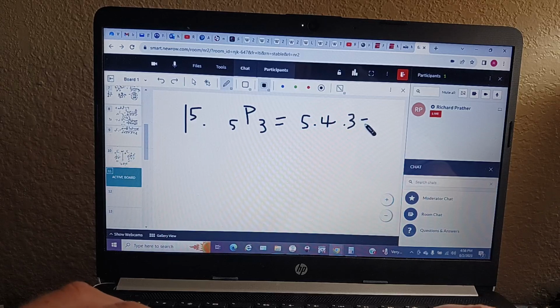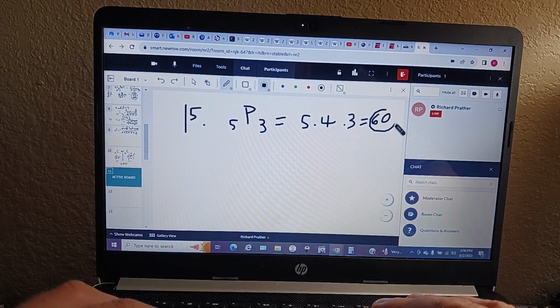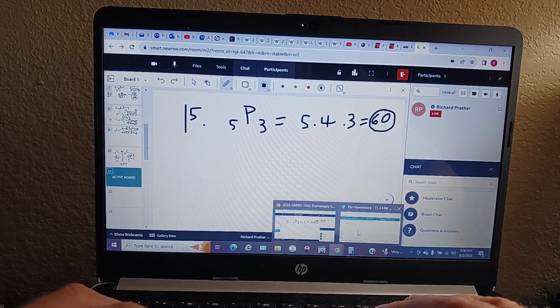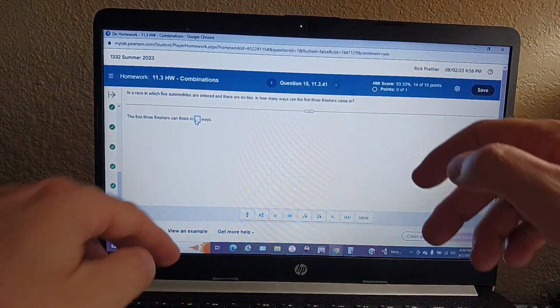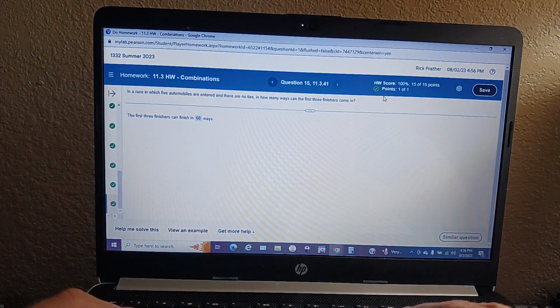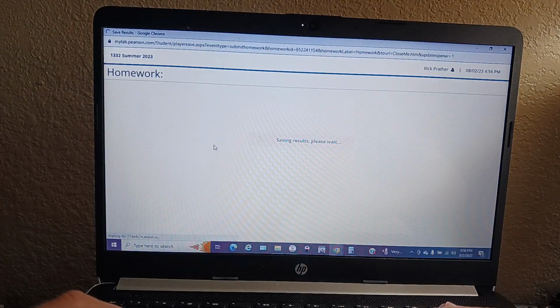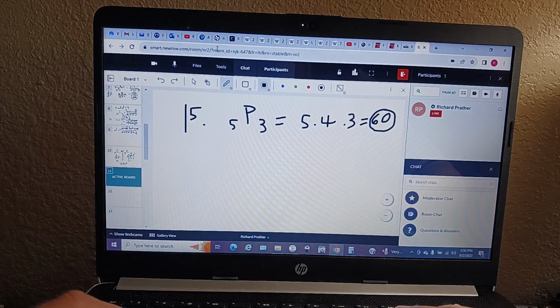That was just a quick review right there of what we did in section 11.2. In fact, there was a problem in there about a race there too. So that's section 11.3. Got 100% on that now. Save this. 11.4 are basics of probability.